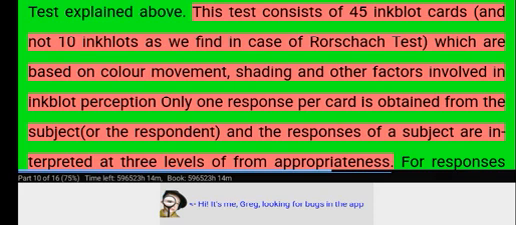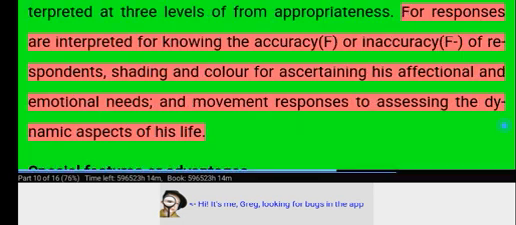Only one response per card is obtained from the subject or respondent, and the responses of a subject are interpreted at 3 levels. Form responses are interpreted for knowing the accuracy or inaccuracy of respondents, shading and color for ascertaining his affectional and emotional needs, and movement responses for assessing the dynamic aspects of his life.